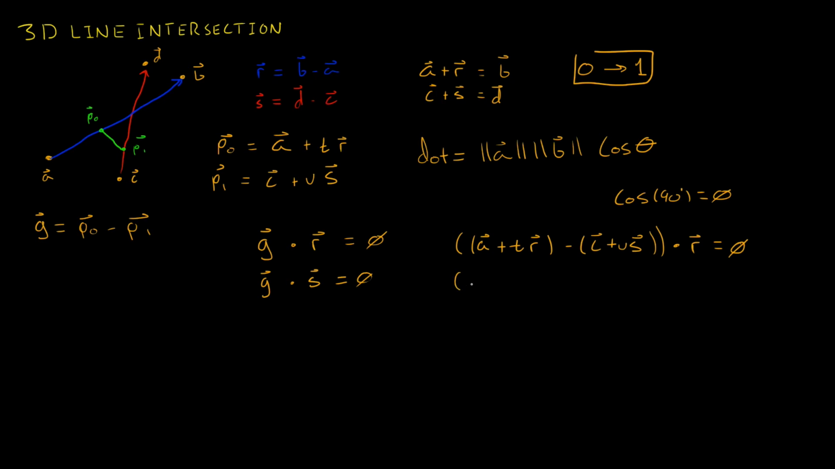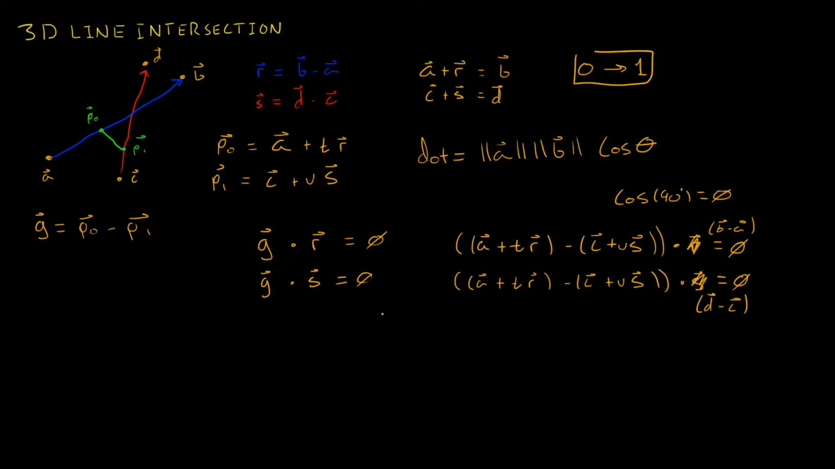And we can do the exact same thing because we know G is the same thing here, so A plus T times R minus C plus U times S, dotted with S is equal to 0. And we can further expand this by filling in S and R. R is B minus A, and S is D minus C, right?